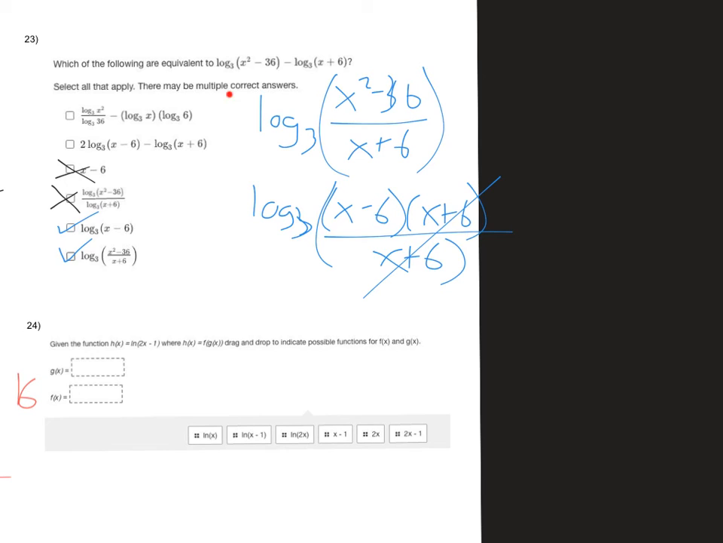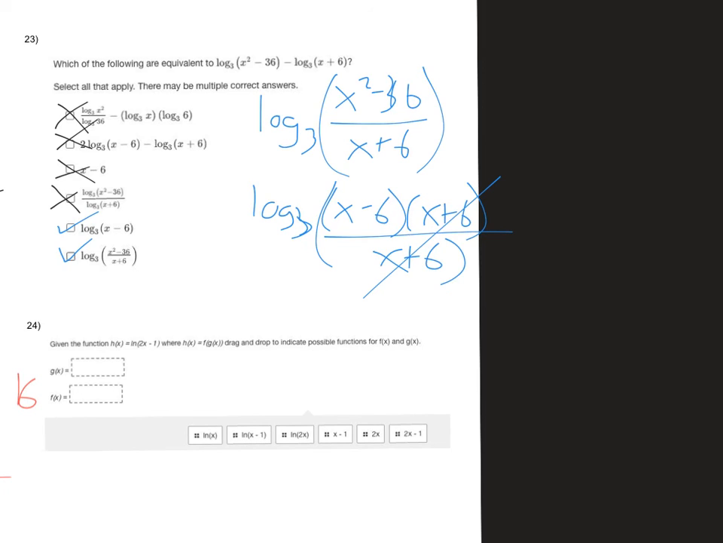And I think here what we've tried to do with this first one is we tried to turn this minus into division and this plus into multiplying, but that doesn't work. It's kind of backwards of what the property says. So no and no. All right.